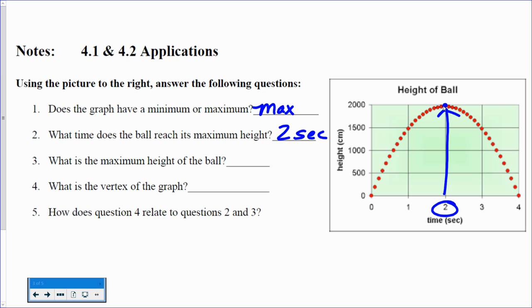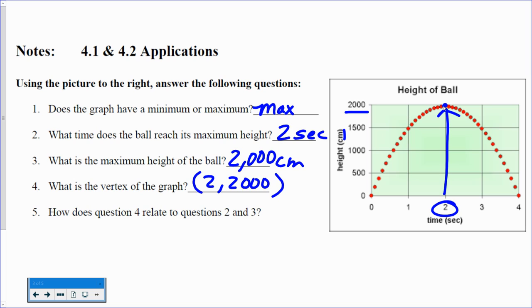Okay, what is the maximum height of the ball? So here would give me my maximum height. So that would be 2,000. We're in centimeters. What is the vertex of the graph? The vertex would be (2, 2,000). And then how does question 4 relate to questions 2 and 3?